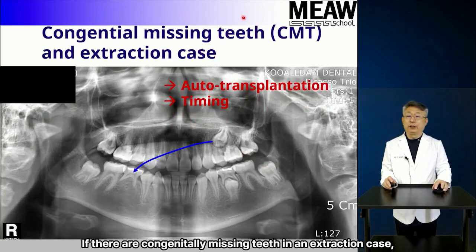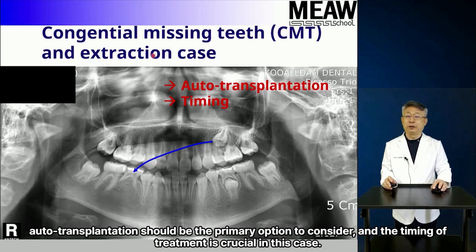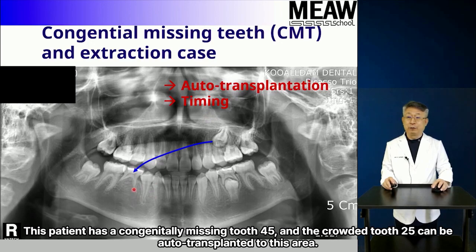If there are congenitally missing teeth in an extraction case, autotransplantation should be the primary option to consider, and the timing of treatment is crucial in this case. This patient has a congenitally missing tooth 45, and the crowded tooth 25 can be autotransplanted to this area.